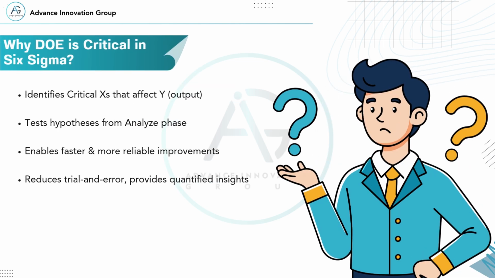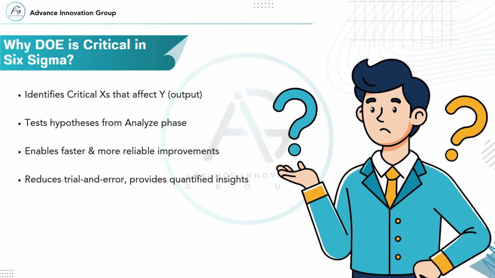In Six Sigma, design of experiments, DOE, plays a vital role, especially in the improve phase of the DMAIC methodology. First, DOE helps us identify the critical X's. These are the key input variables that significantly affect the Y, or the process output. Understanding these relationships is essential to improving performance.